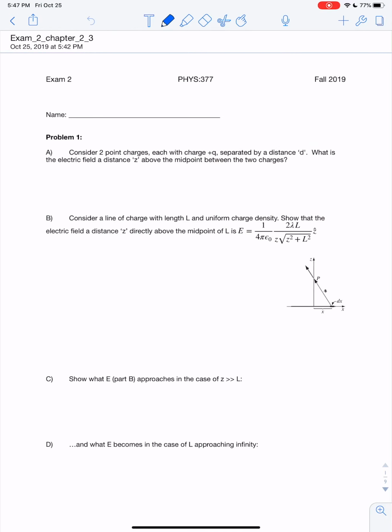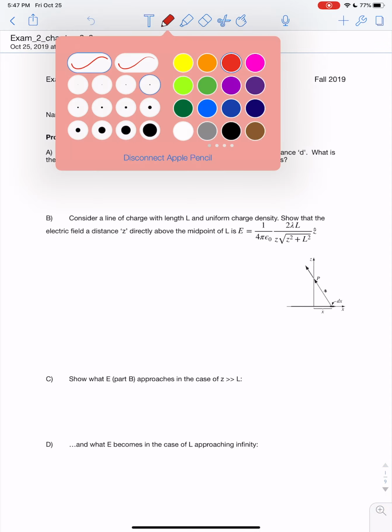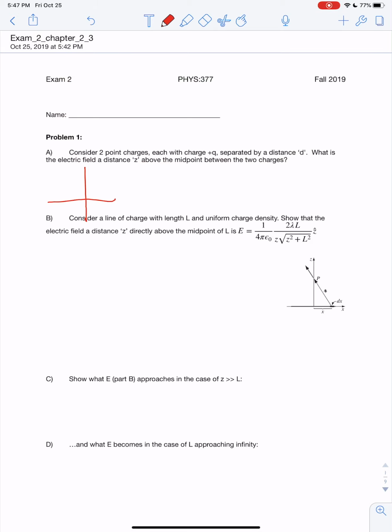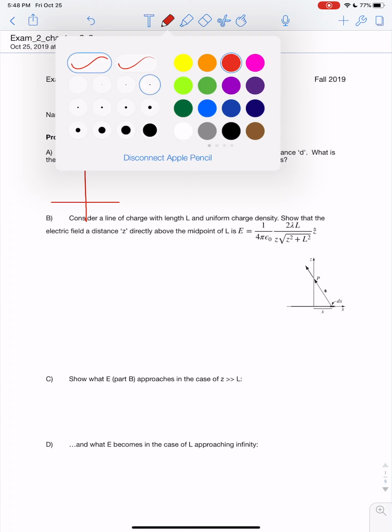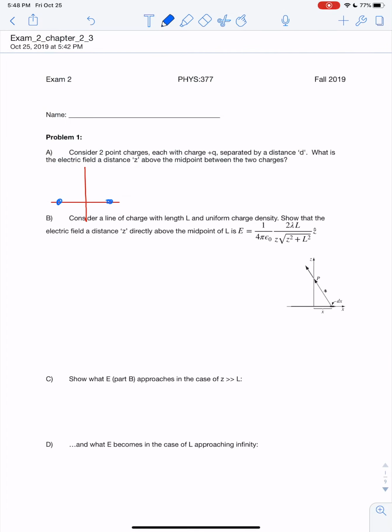Okay, so we're going to consider 2-point charges here, each separated by a distance d. So if we draw our coordinate system here, we want our charges to be at some distance d over 2, because the total distance is d. And then we want to know what's the electric field up here at some distance z above the z-axis.